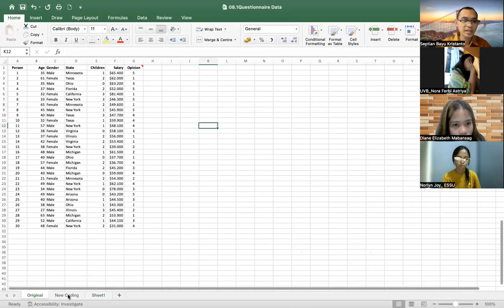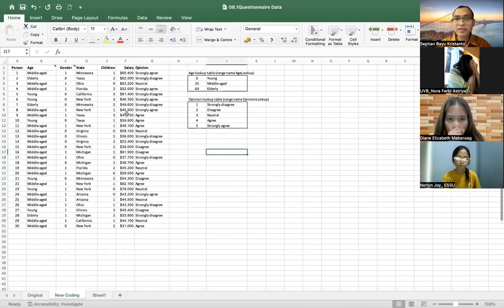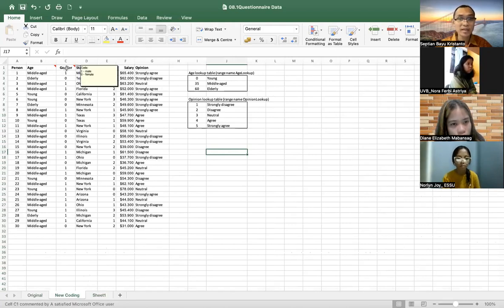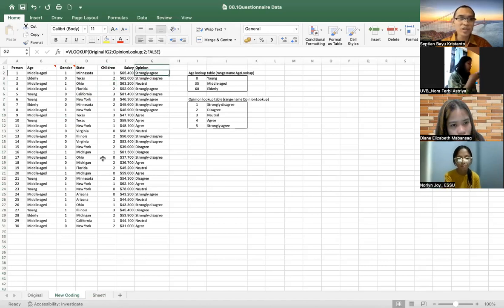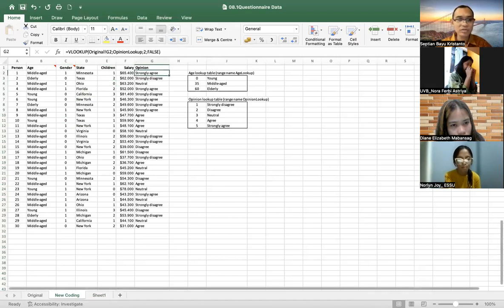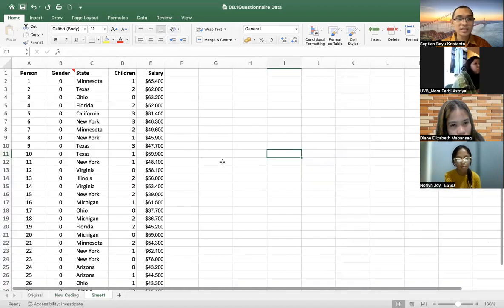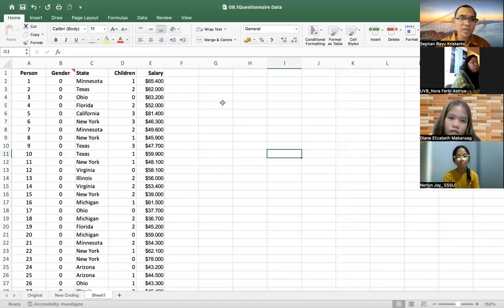In the questionnaire data, we have several pieces of information about the number of observations, only 30 observations. Okay? And then we have the data about the gender, 1 for male, 0 for female, and the state, the number of children, and the salary, and also the opinions. With this data, we can take only several observations.